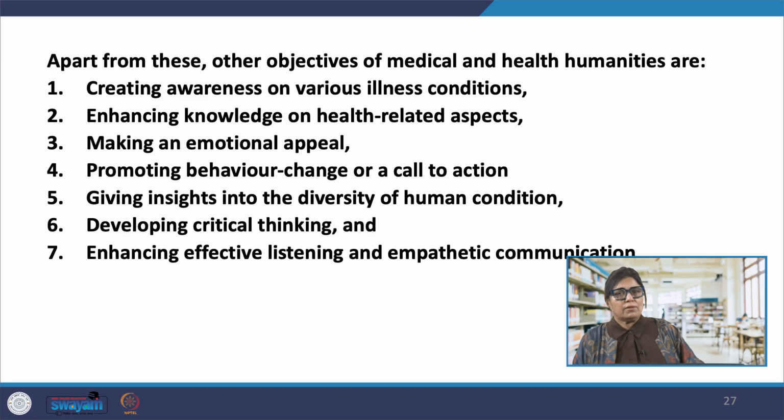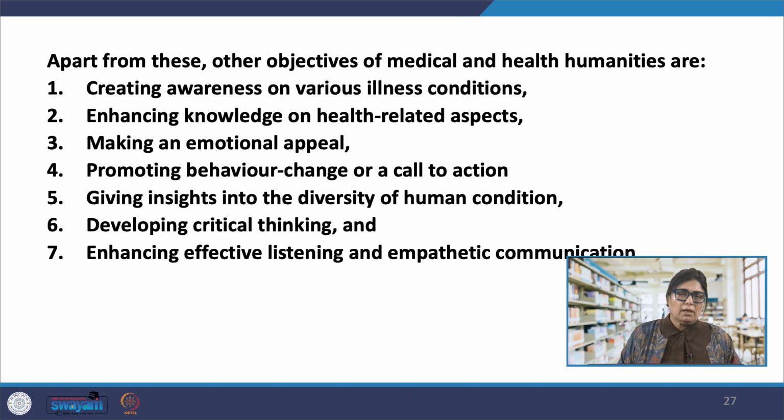knowledge on health related aspects, making an emotional appeal, promoting behavior change or call to action, giving insight into the diversity of the human condition, developing critical thinking, and enhancing clinicians' ability to listen effectively and communicate empathetically. Why is there a need for medical humanities?